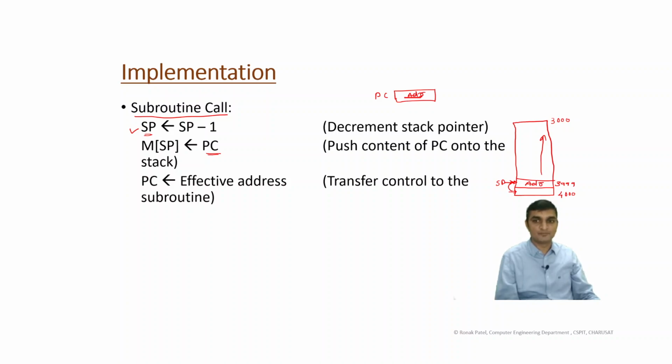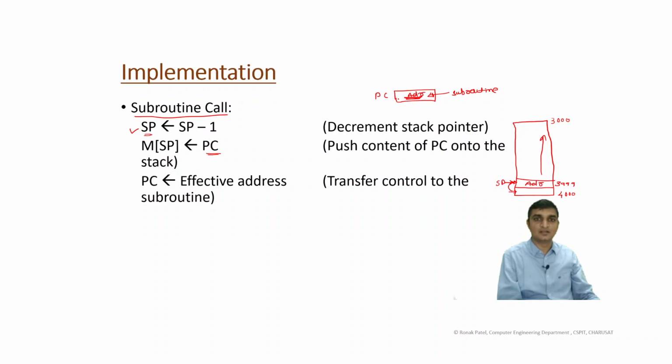Okay. Once we push it, what next? The subroutine call must be served. So the address of that subroutine must be loaded in the program counter. Then and only then can you execute the next instruction. So the effective address of the subroutine must be loaded in your program counter, right? Your subroutine address must be loaded here. Then your CPU knows which next instruction it needs to execute, right?